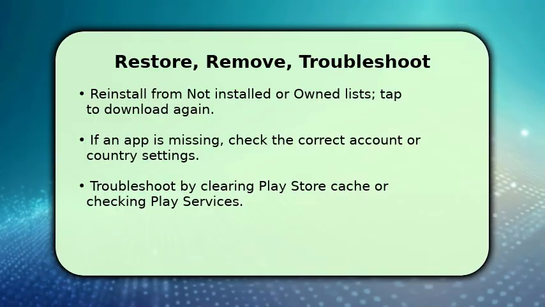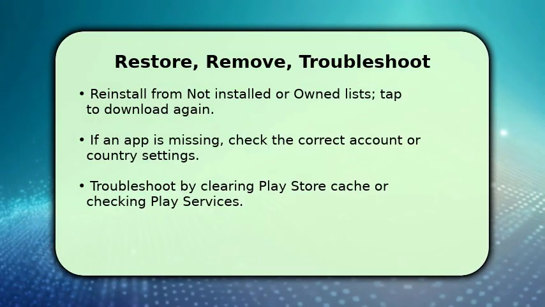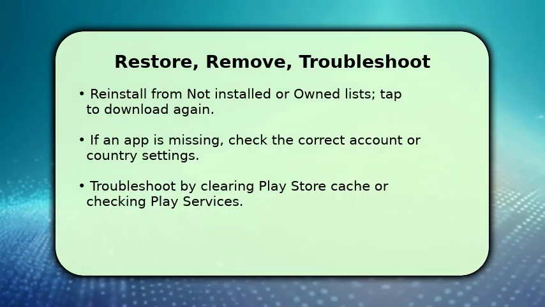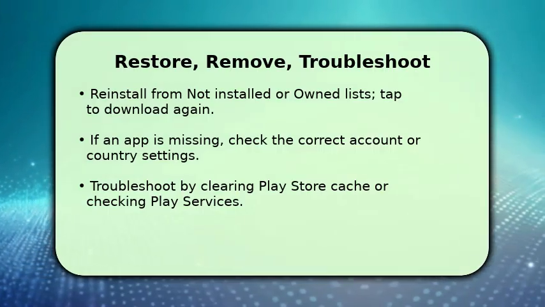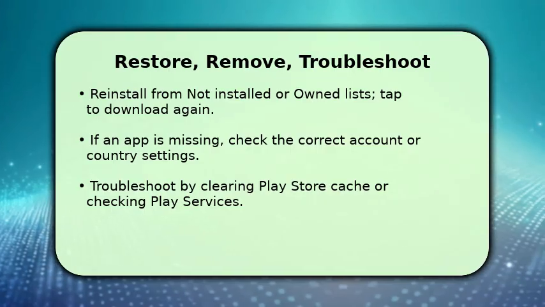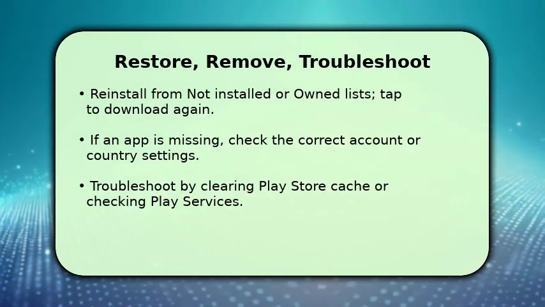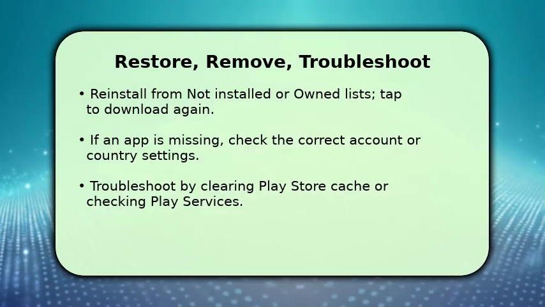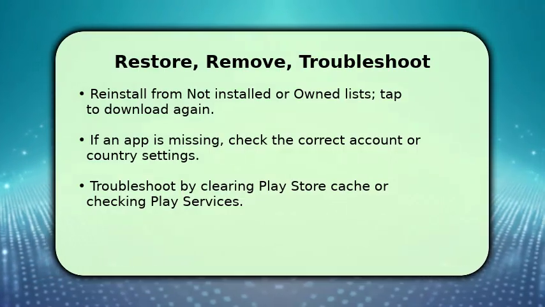If lists still look wrong, clear the Play Store cache and data, restart your device, and confirm Play services is updated. One key troubleshooting tip: switch accounts and recheck order history. Most missing items are tied to a different Google account.